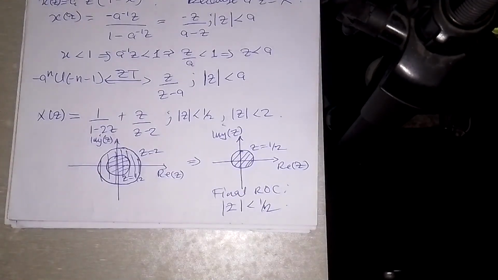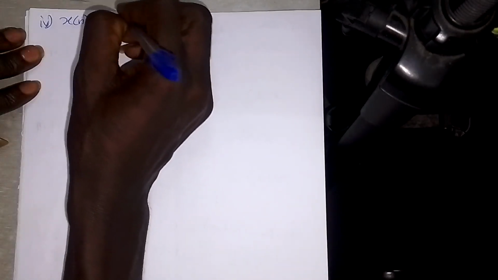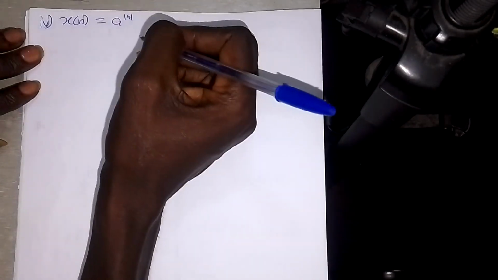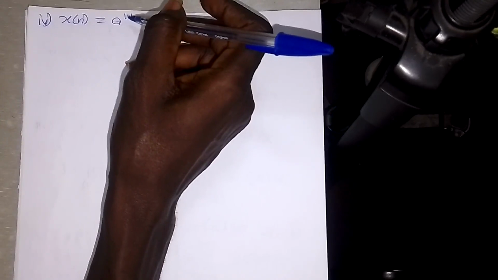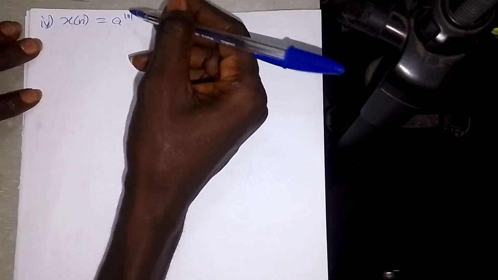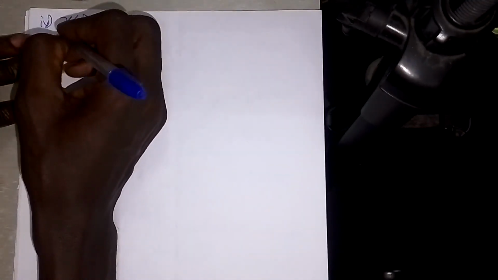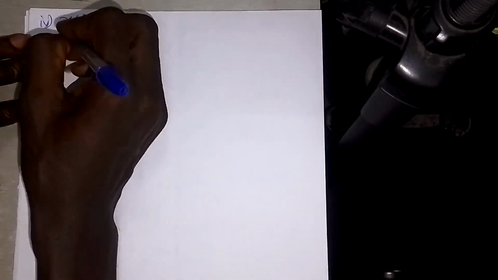Now let's see the next one. In our next question, we are given that x of n equals a to the power mod n. Whenever you see a mod n, that means the mod has to be taken for the negative aspect and also for the positive aspect. Let's first write the general formula.